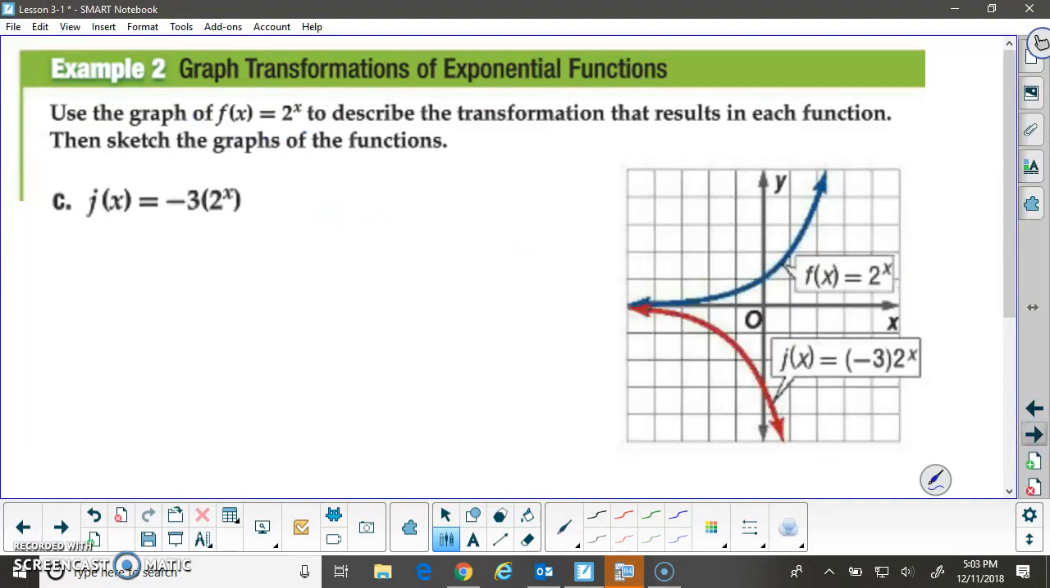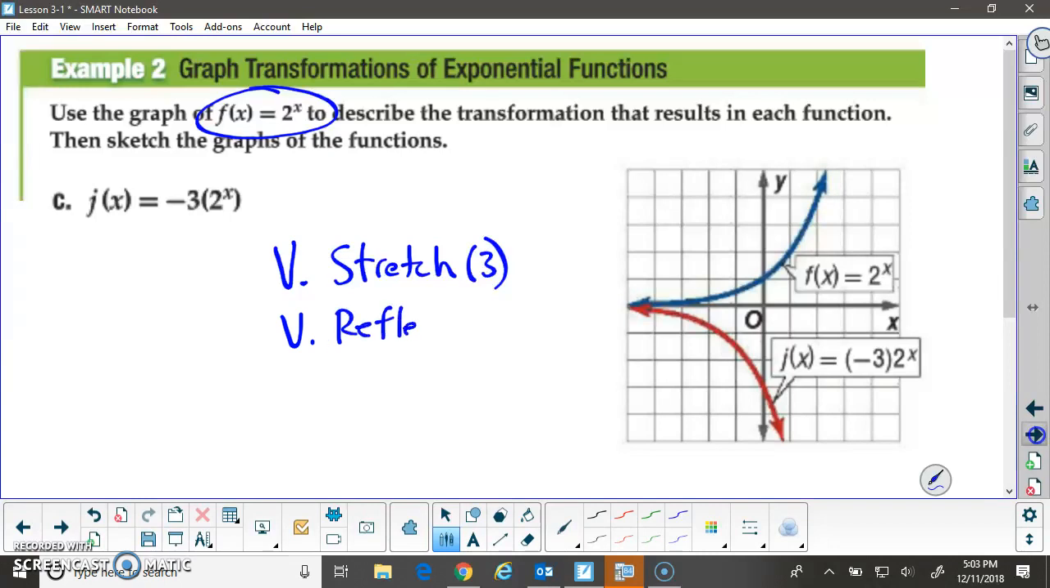Next, we got two different transformations. If we compare it to 2 to the x, we've got a 3 that's being multiplied out in front. Since that's not on the inside, it's a vertical stretch of 3. The reason it's a stretch is because if you multiply by a value bigger than 1, it's going to get bigger. And this is on the outside, so we're thinking about that logically. The negative sign is also on the outside, therefore it's a vertical reflection. If you look at the graph on the right, the blue graph is just 2 to the x. If you stretch that vertically by a factor of 3 and then reflect it vertically about the x-axis, you'd get the red graph.